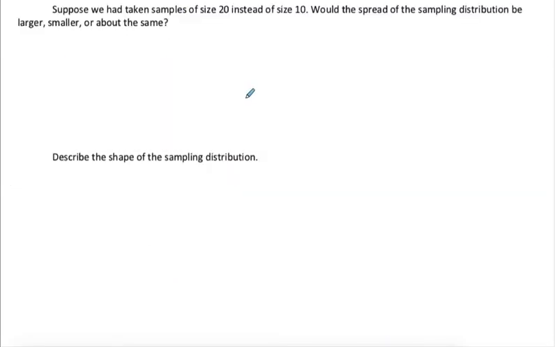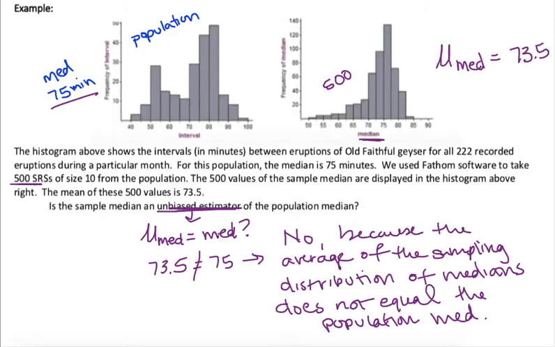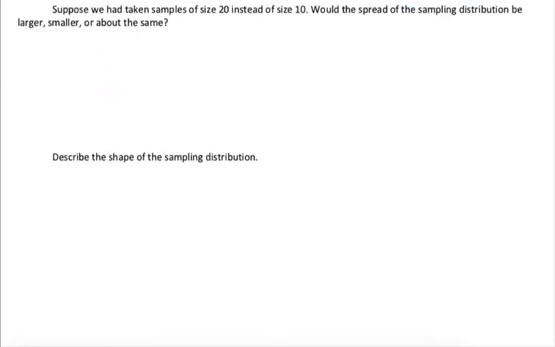All right. So suppose we had taken samples of size 20 instead of size 10. So now we're going to go back to here, and instead of doing 10, we're going to go 1, 2, 3, 4, 5, 6, 7, 8, 9, 10, 11, 12, 13, 14, 15, 16, 17, 18, 19, 20, and then find the median. Okay? Would the spread of the sampling distribution be larger, smaller, or about the same? And so this is where we've taken our sample size of 10 and increased it to 20.